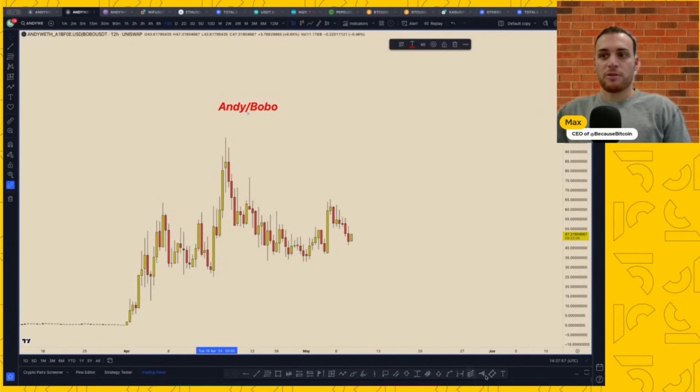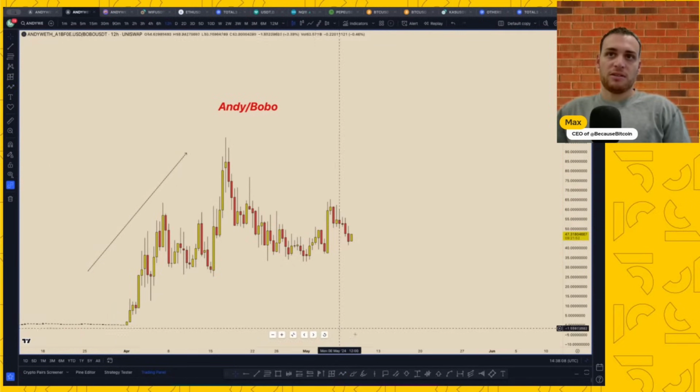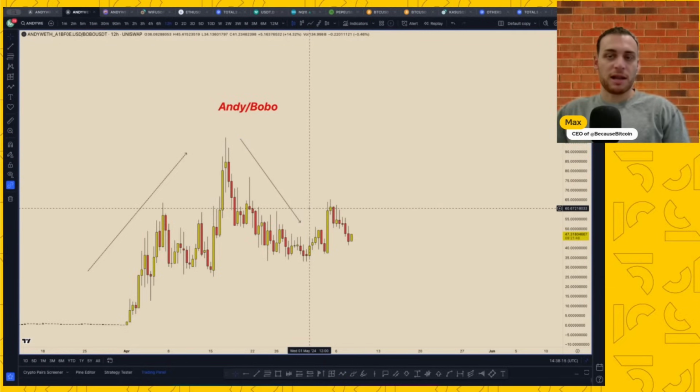A little refresher for those that don't know what this is. This is Andy paired against BOBO, similarly to how people would pair ETH against Bitcoin to gauge performance. In the simplest of terms, when this chart moves up, Andy's a better hold than BOBO. When this chart moves down, BOBO's a better hold than Andy. And when I say better, I just mean one's moving up more against the other.